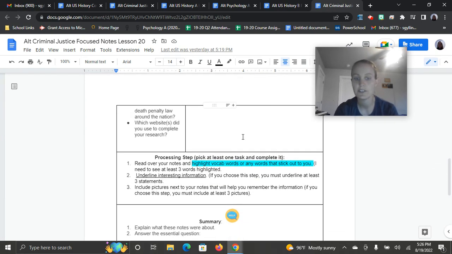And then after you've got all those notes taken, do your processing steps. So remember, pick one of these. You can either highlight words that stick out to you, at least 3 of them. You can underline interesting information, at least 3 statements. Or you can include pictures that will help you remember the information. Make sure to include at least 3 pictures.